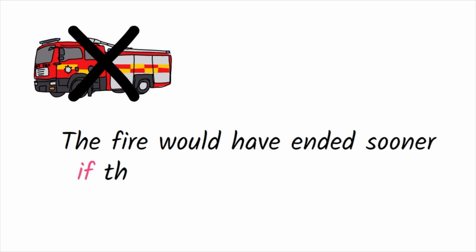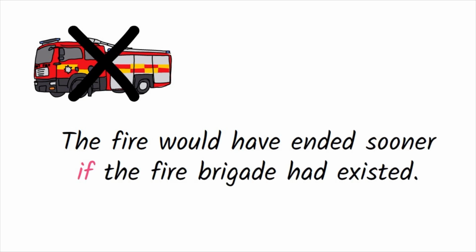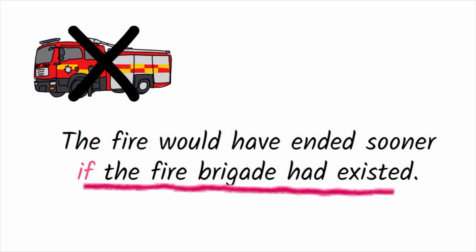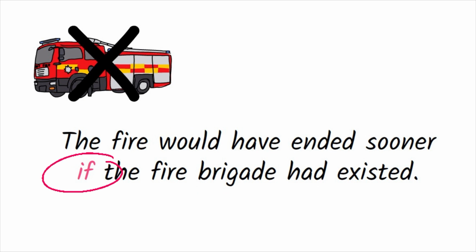The fire would have ended sooner if the fire brigade had existed. The fire would have ended sooner is the main clause, and the extra information is if the fire brigade had existed. This starts with the subordinating conjunction if.